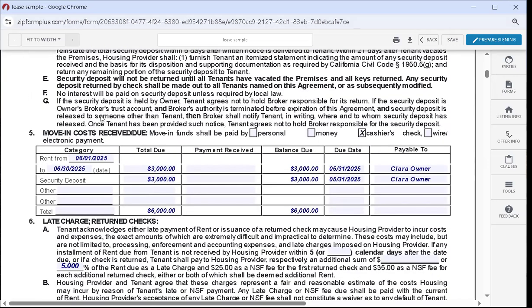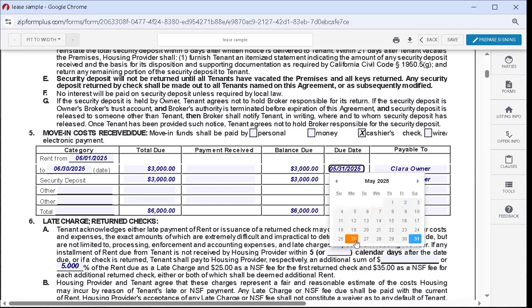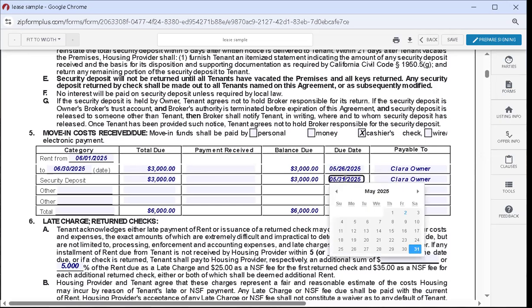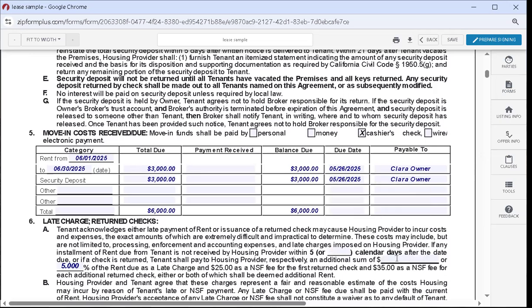Make sure this is all filled in. You're going to collect rent when they come in and sign, in this cashier's check for $3,000. You don't want it any later than 5/31, but you might want to backdate that even to 5/25, whatever, because you want the property owner to be able to get that into the bank. So this date may be earlier. Maybe you're going to collect it here because you want to give them time to get it into the bank. The security deposit is $3,000.